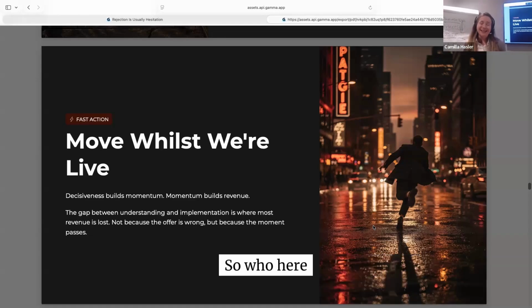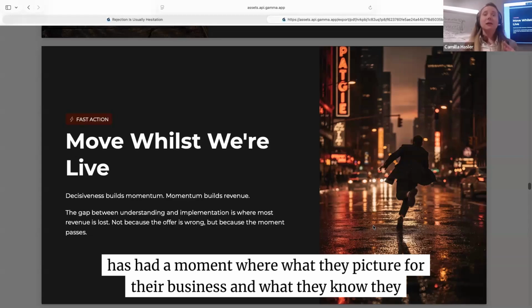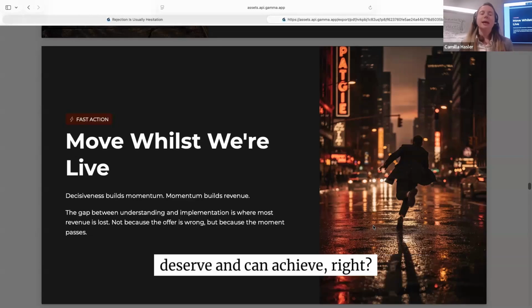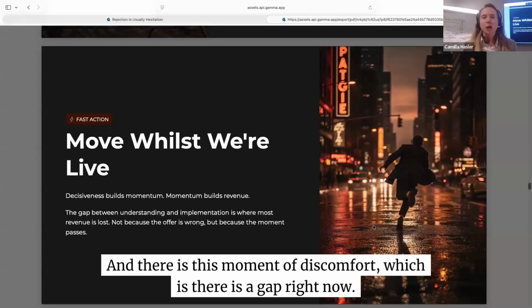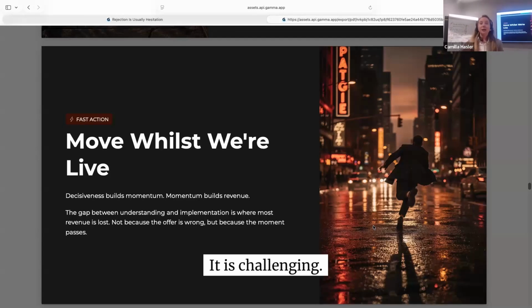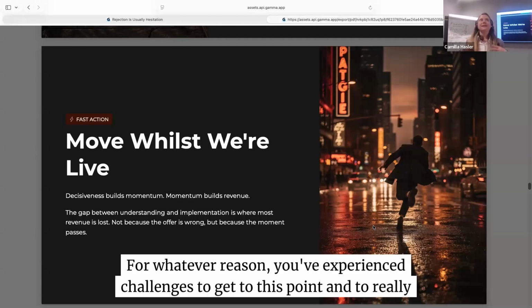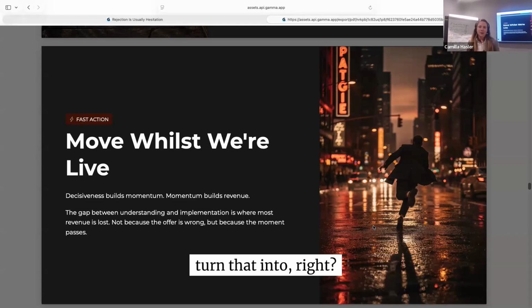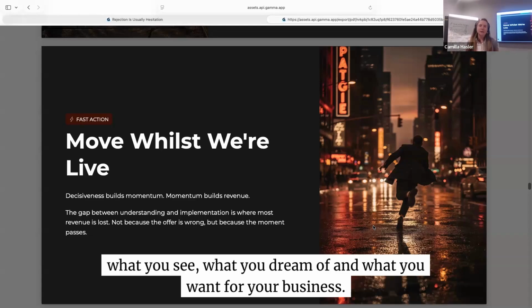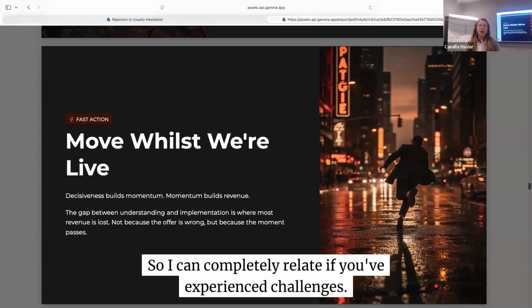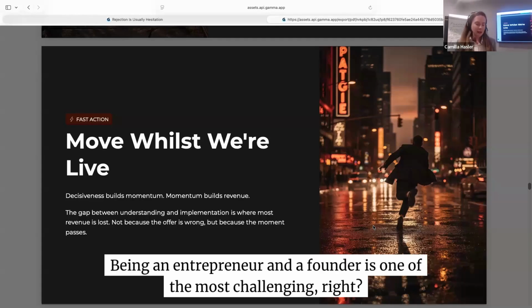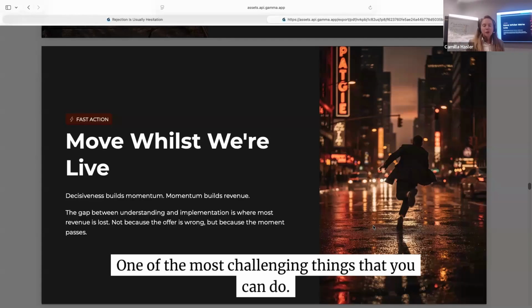So who here has had a moment where what they picture for their business, and what they know they deserve and it can achieve, meets a moment of discomfort, which is that there is a gap right now? It is challenging. For whatever reason, you've experienced challenges getting to this point and turning that into what you see, what you dream of and what you want for your business. I can completely relate if you've experienced challenges. Being an entrepreneur and a founder is one of the most challenging things that you can do.